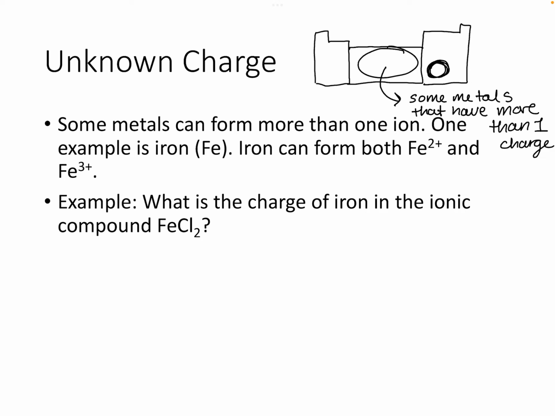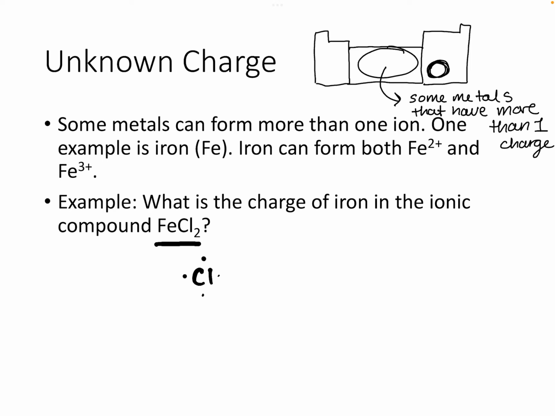So let's say you're told that you have the compound FeCl2, but you don't know what the charge on iron is in this compound. How can we figure that out? Well, luckily, it's bonded to a nonmetal, and that nonmetal chlorine only has one charge when it's an ion. Okay, so do you remember what the charge on the chloride ion is? -1, right?